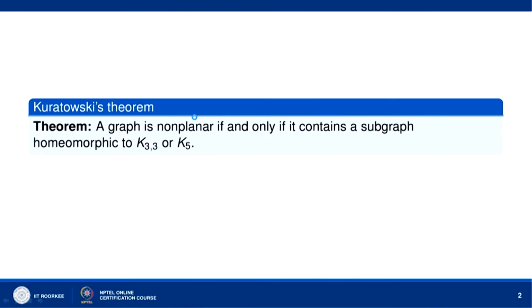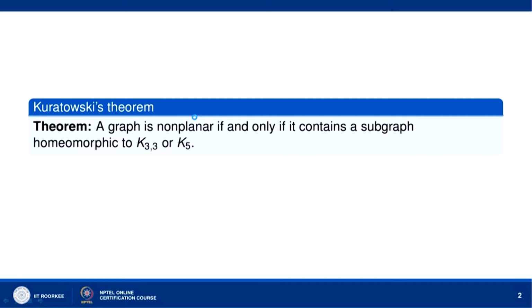We have seen that a graph or a multigraph is planar if it can be drawn in a plane so that its edges do not cross. Kuratowski gave a theorem which characterizes non-planar graphs. A graph is non-planar if and only if it contains a subgraph homeomorphic to K3,3 or K5. We have also seen that K3,3 and K5 are non-planar graphs.